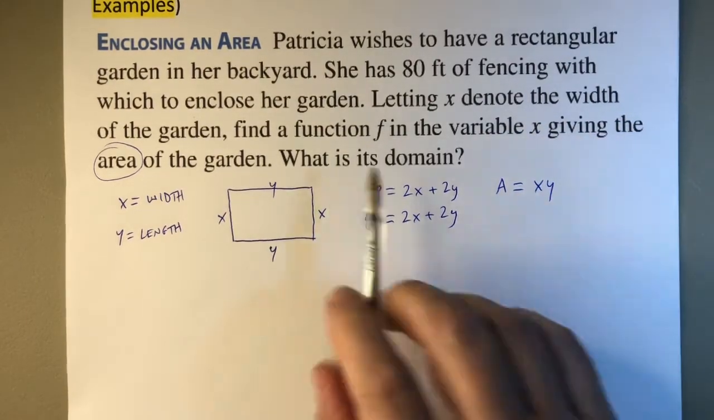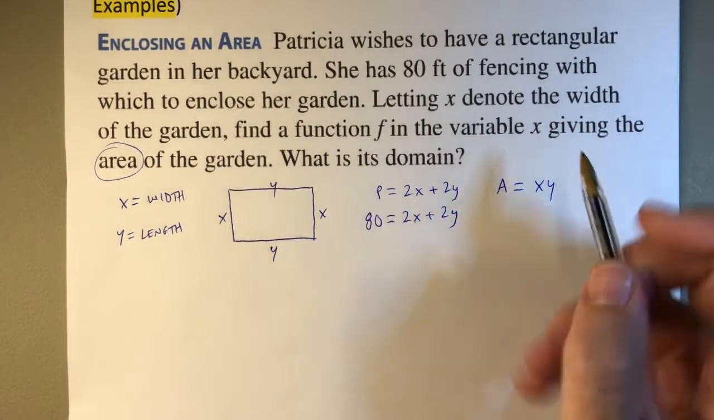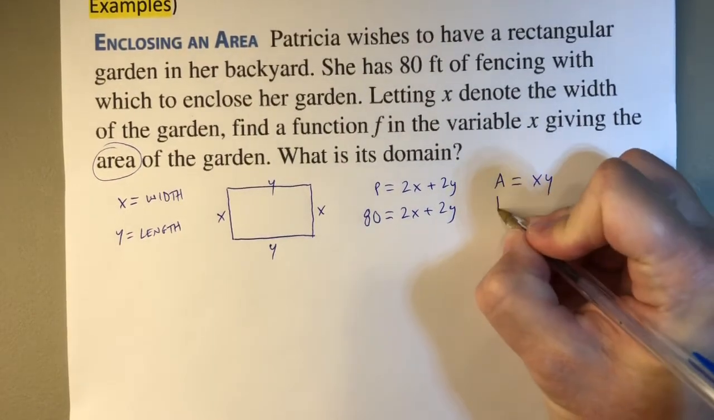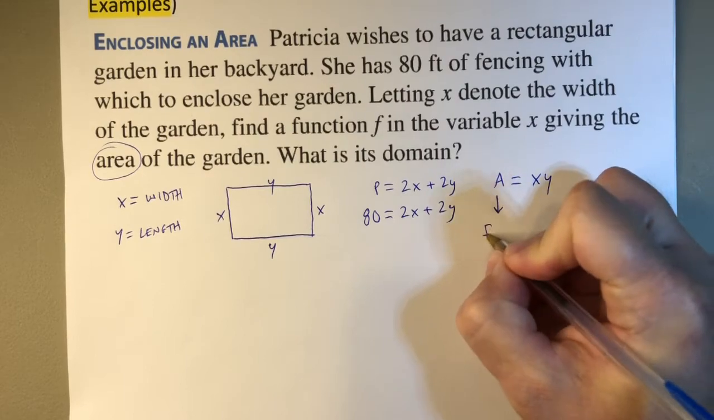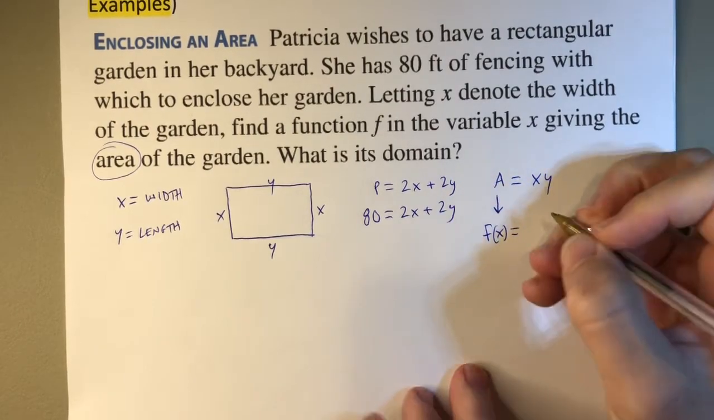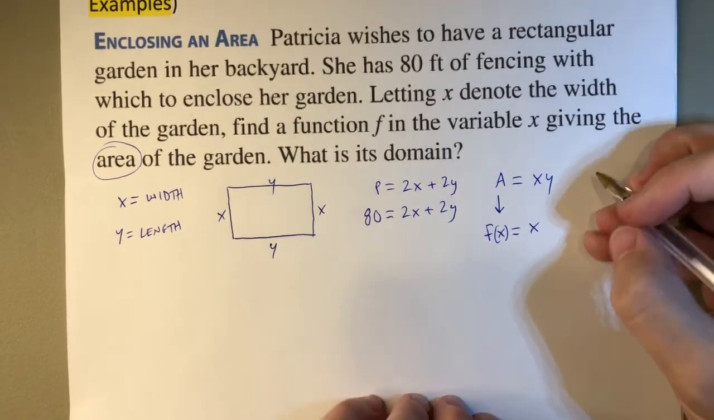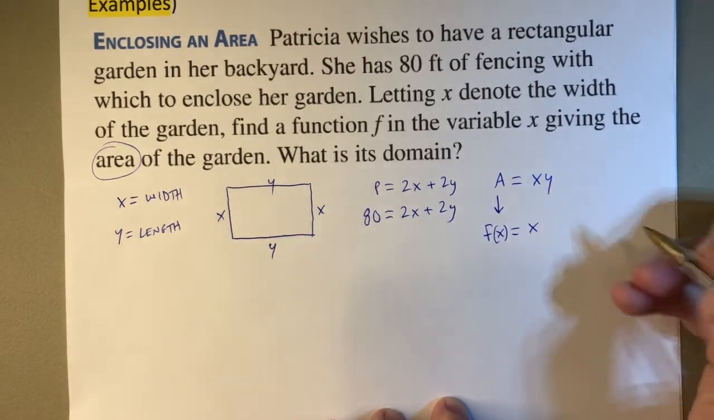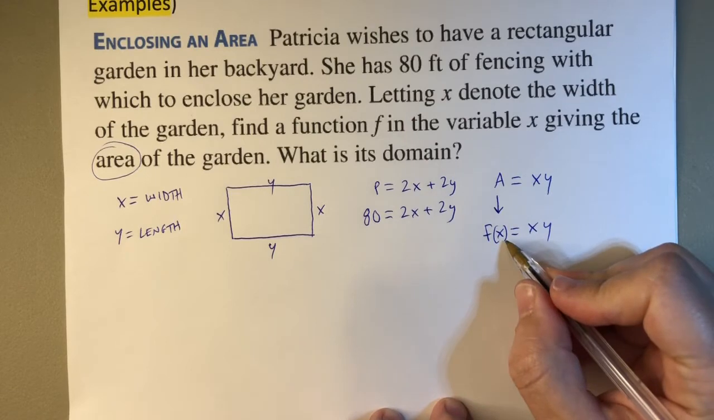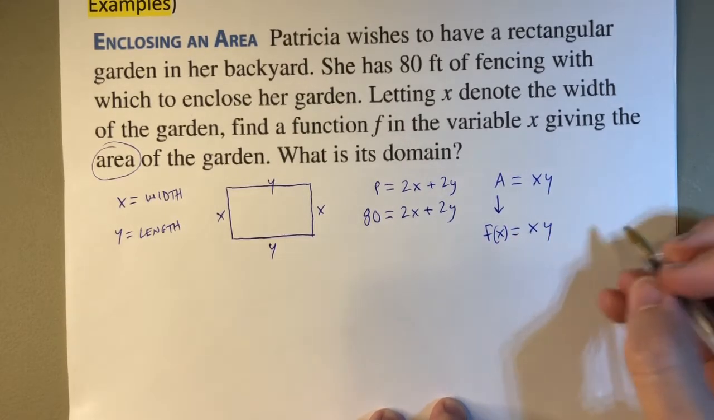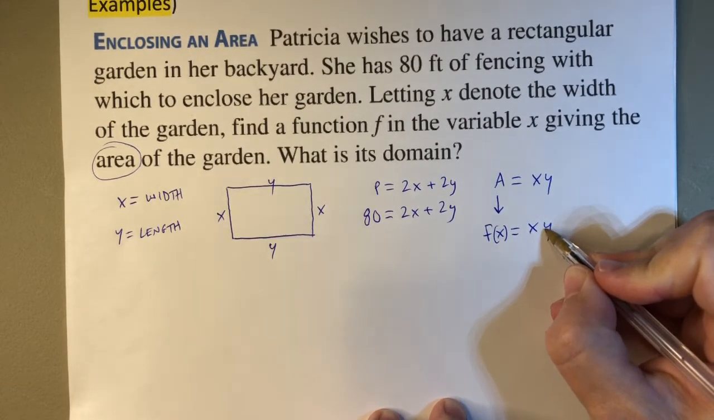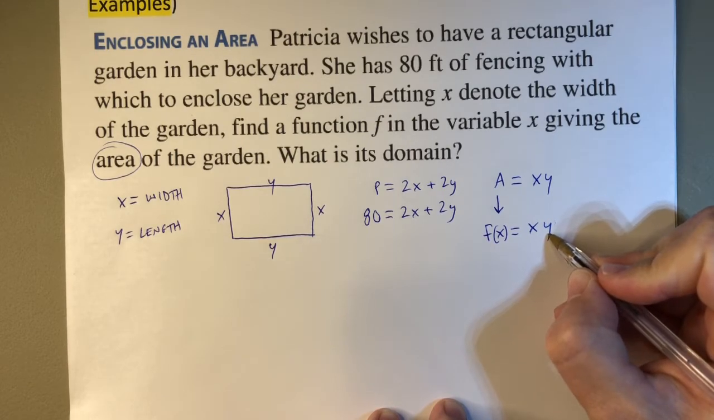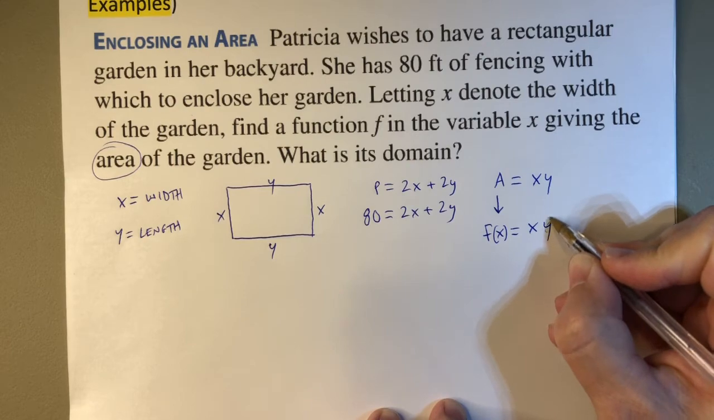Now, our goal is to come up with a function f in the variable x. So A is going to become f of x, and we need this function to be all in terms of x. Well, right now we have it in terms of what? x, y, right? We have area as a function f in terms of x, y. So what we need to do is come up with an expression in terms of x that this y is equal to.